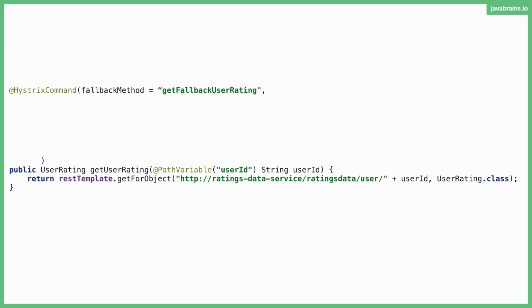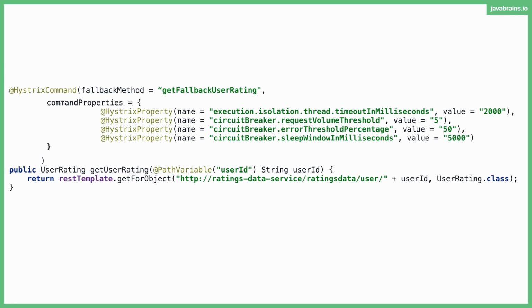So where you have the fallback method, you can add a bunch more annotations, which go under the command properties property. All right, so each property is an array. The command properties is an array. It's an array of Hystrix property annotations. You notice all the things that we have set over here. All right, so let's examine this.